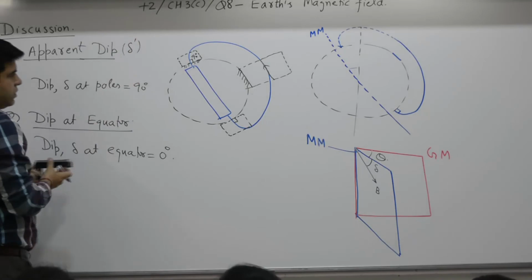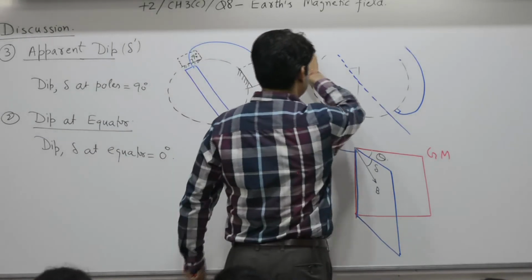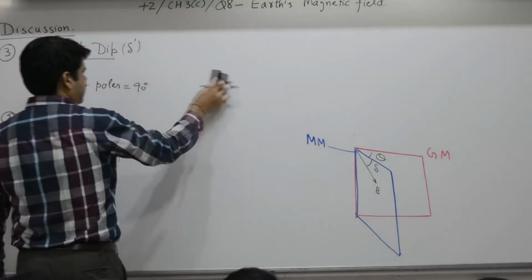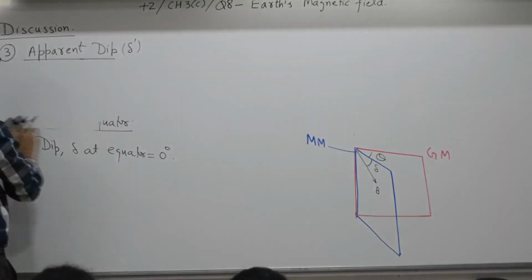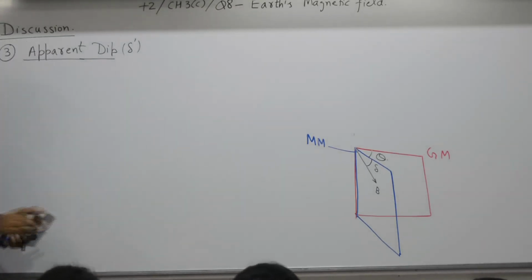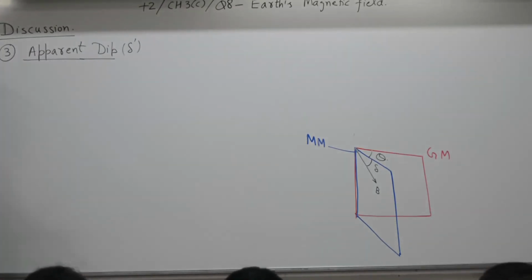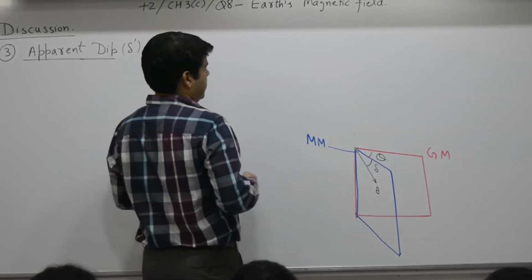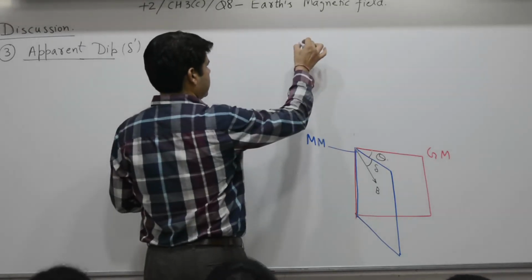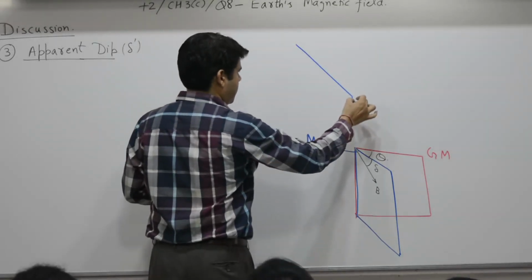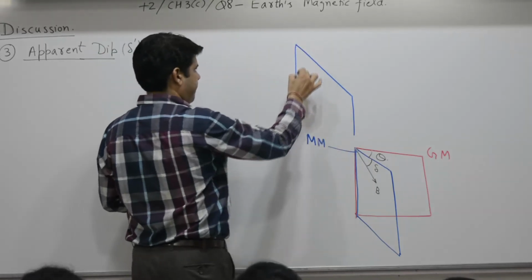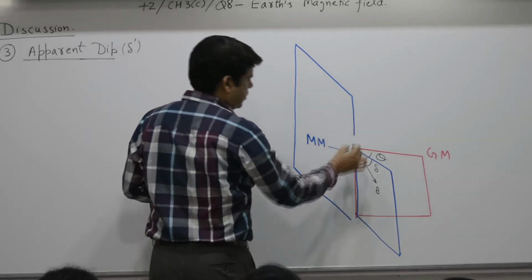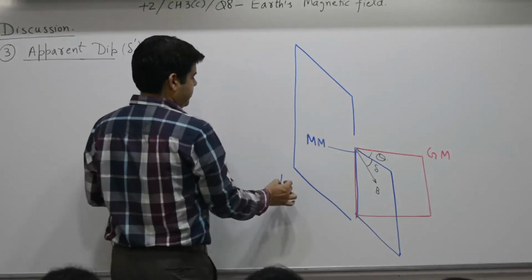This is the only part from the chapter where it is difficult to draw a diagram. It is difficult to answer the objective questions, so we'll try to explain it to the best possible extent. I will redraw this diagram. This blue color plane is what? Magnetic meridian. I will redraw this. This is MM, magnetic meridian.